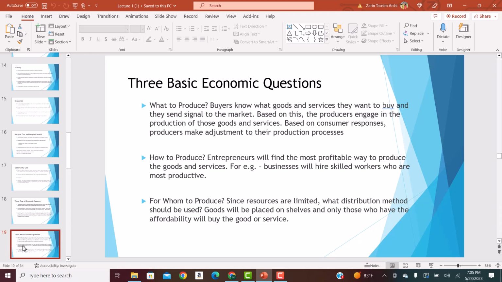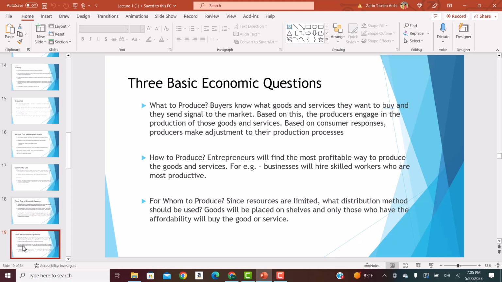Okay, the second question is how to produce. So now, as a producer, as a business, I know that I have to make laptops, but then we have to find a way how we can make these laptops most efficiently so we can make the most money or most profit out of it. Okay, so they will hire skilled workers, they will buy the cheap materials, they will buy high quality materials and combine everything together to produce the laptop so they can sell it at a price and make a profit.